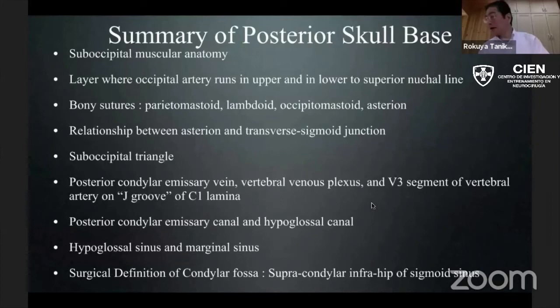Anyway, there are so many anatomies we should learn. So 40 minutes of talking is impossible to explain everything in detail. So I'll finish this, my second lecture.